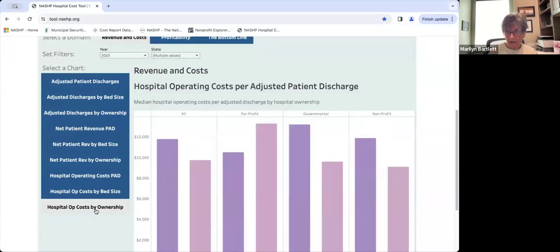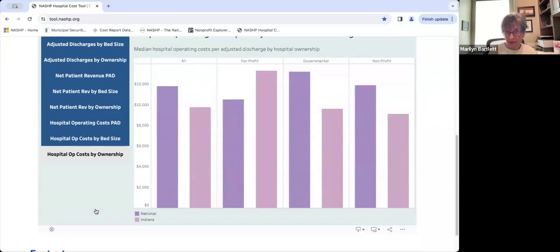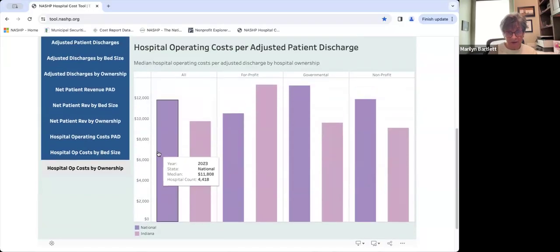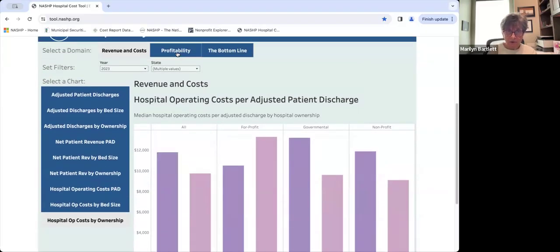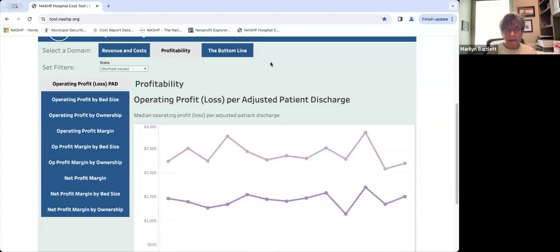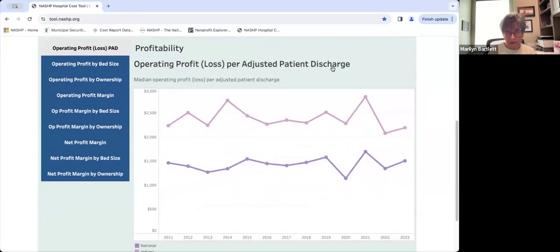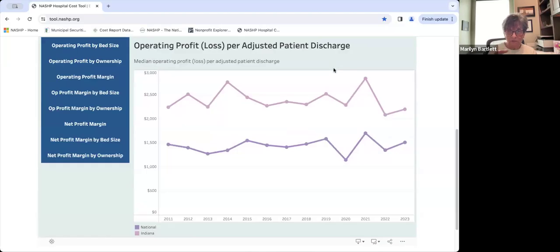Again, you can look at ownership. You can compare, you could hover, and you can change years. The next thing I'm going to look at is profitability, which pulls these two things together, the revenue and the hospital operating costs. And here's where you can see some variance for Indiana. We saw revenue was about on track, but costs were lower.